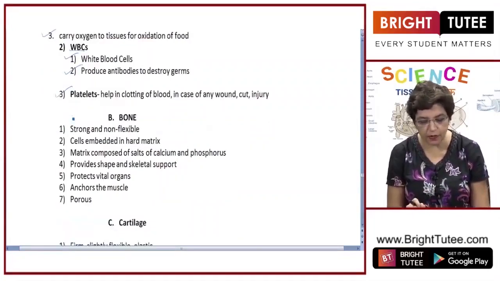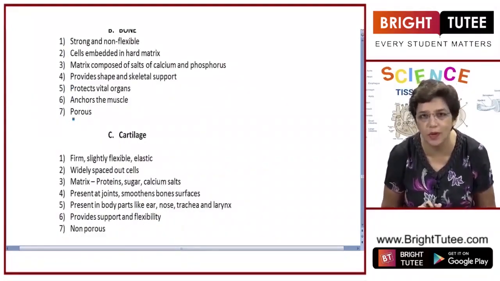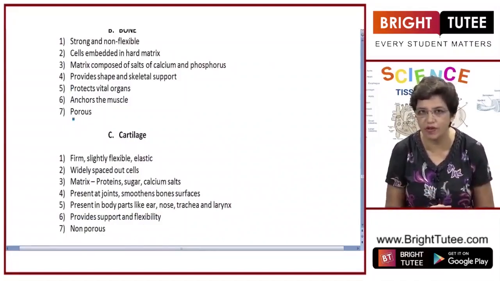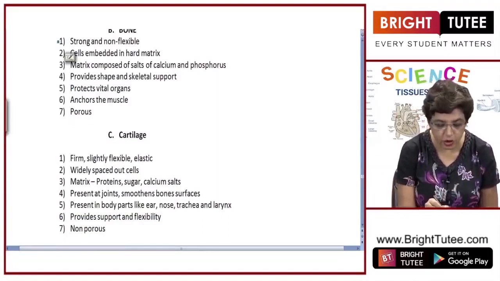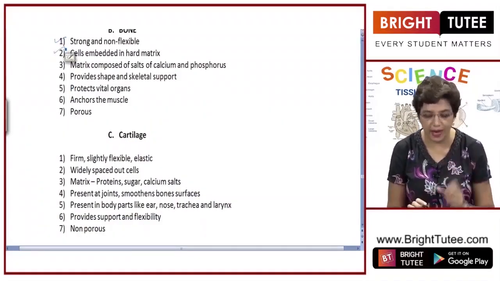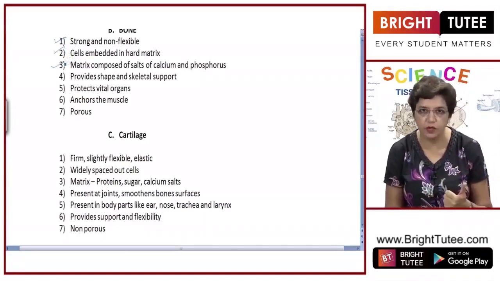So the next type of connective tissue is bone. So all of you know about the bone. Okay, they are hard, they are stiff, they are the skeletal framework of our body. So they are strong and non-flexible. The cells are embedded in hard matrix. The matrix is composed of salts of calcium and phosphorus.